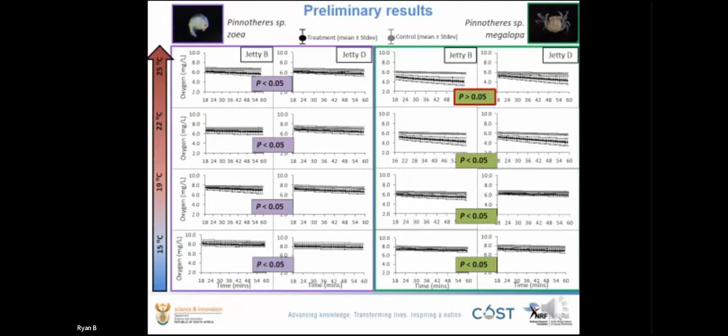Furthermore, for the zoeal life stage across all test temperatures, there was no significant difference in oxygen consumption rate for treatments between JTB and D. For the megalopa life stage, however, at the 25-degree test temperature, there was a significant difference in oxygen consumption rate for treatments between JTB and D.